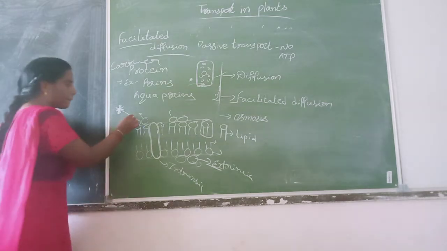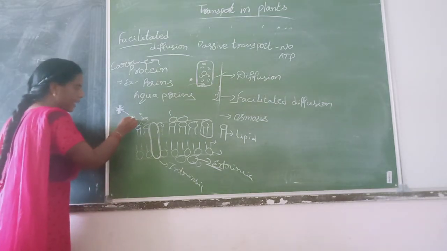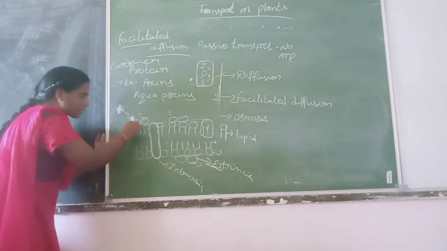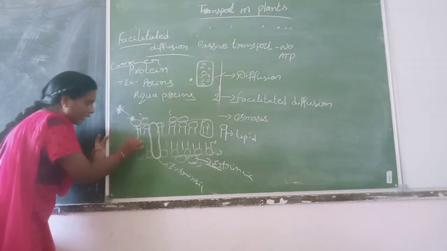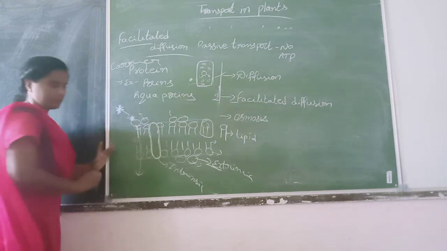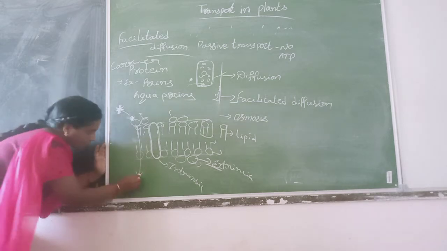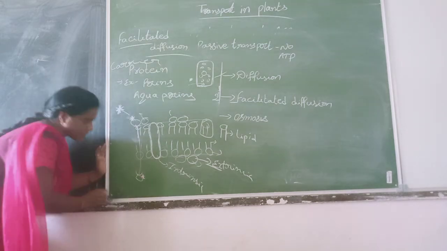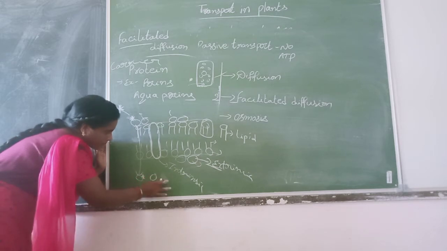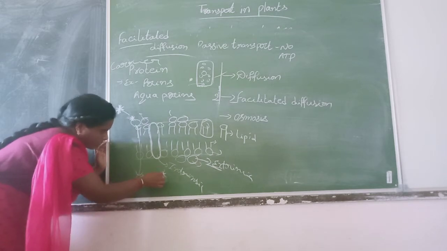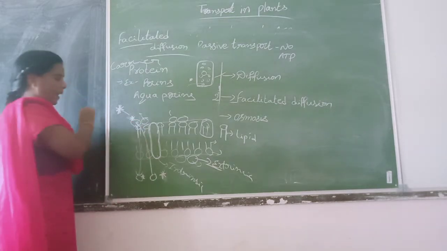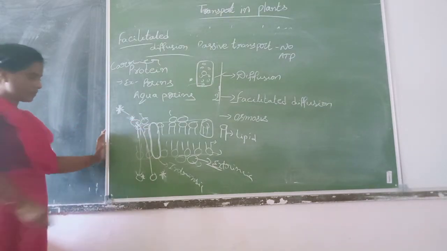The substance can bind with carrier proteins. After binding, this carrier protein enters into the cell. After entering into the cell, it releases the substance into the cell and then returns back. Okay?